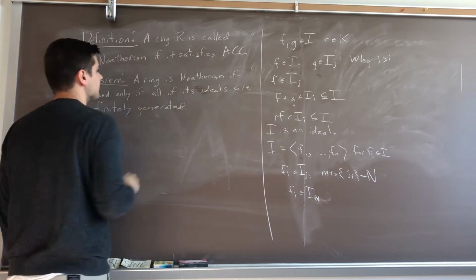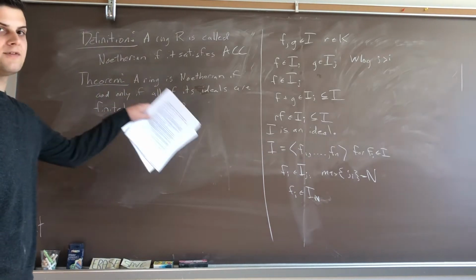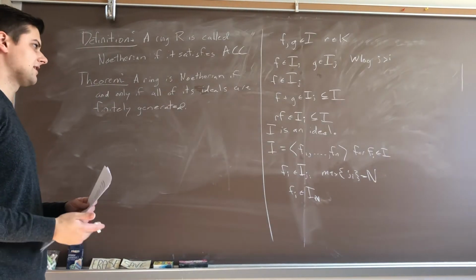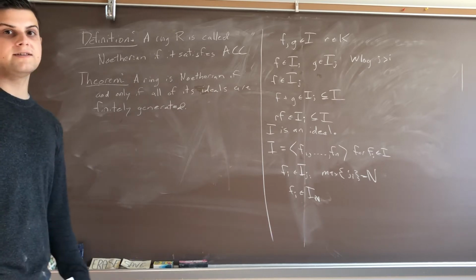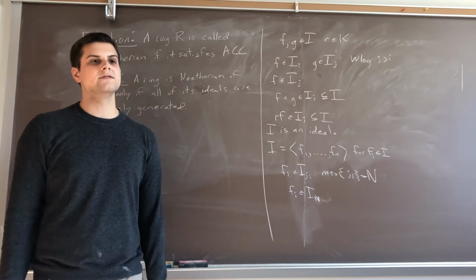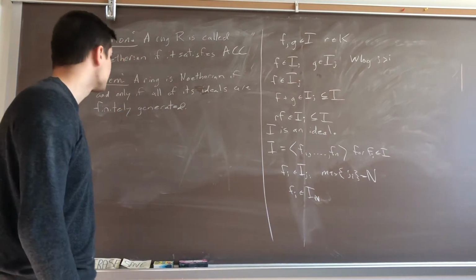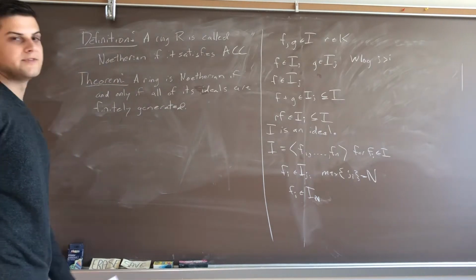Which is a really nice property to have. So this notion of Noetherian basically gives us an oftentimes way easier way of checking to see if all ideals in a ring are finitely generated. But we do still need to prove this.